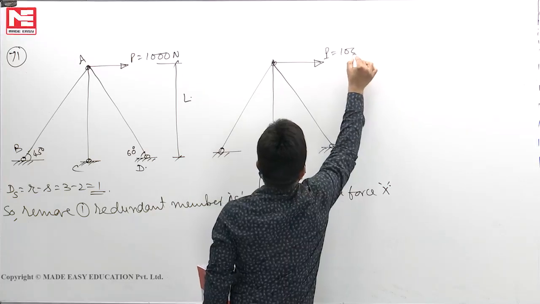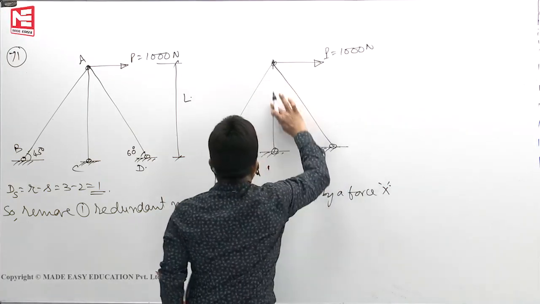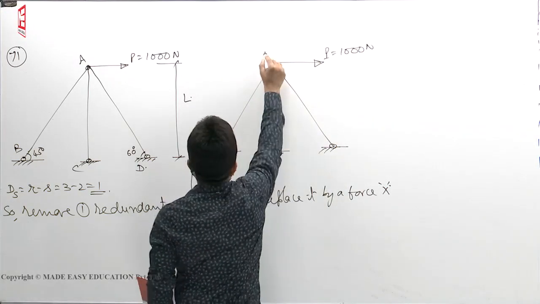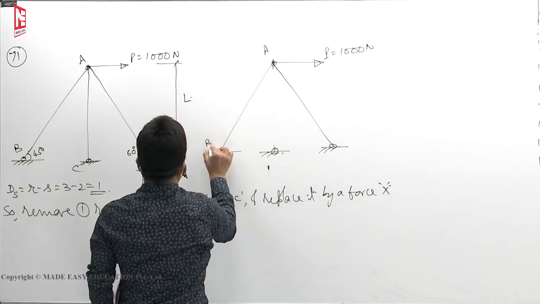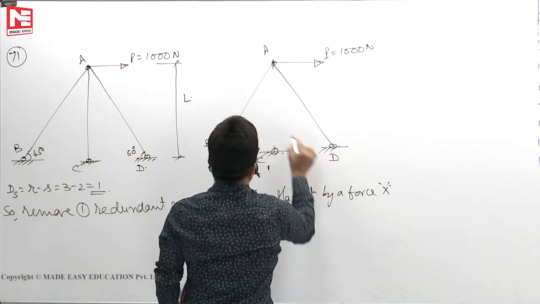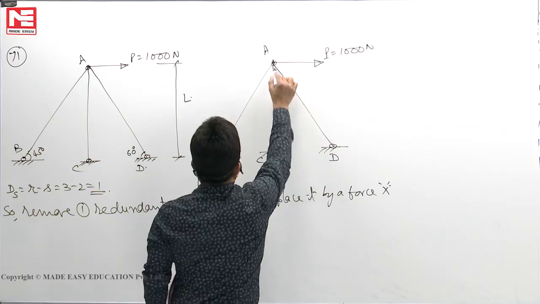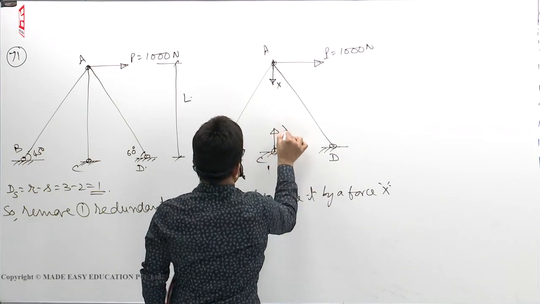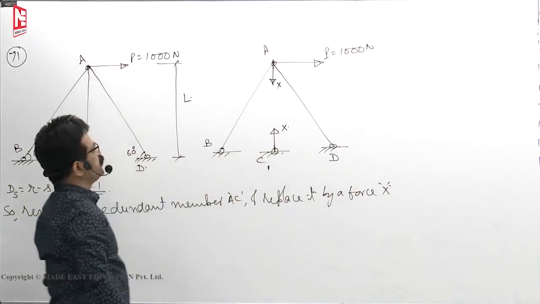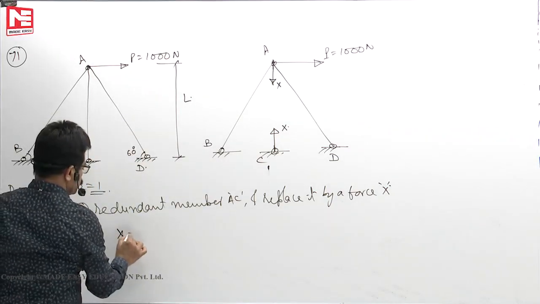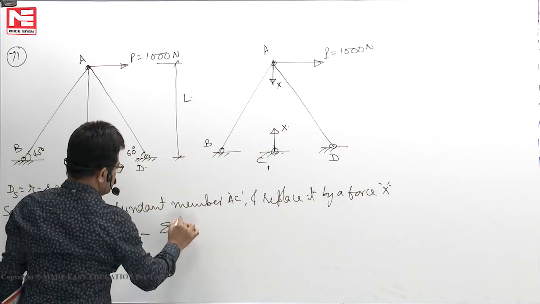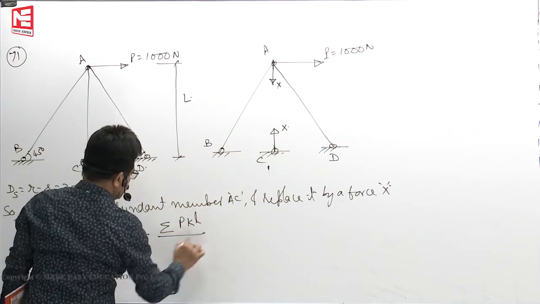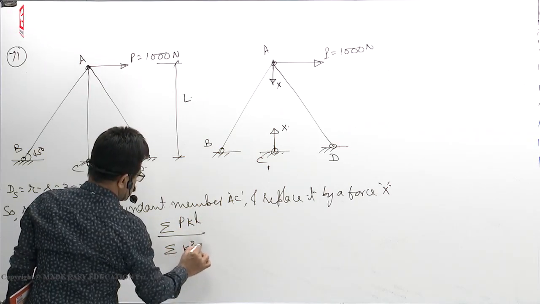P is equal to 1000 Newton. Remove this member. This is A, B, C, D. Assume that there is a tensile force X in this member. So X is equal to, the formula is this one, minus sigma PKL by summation of K square L.